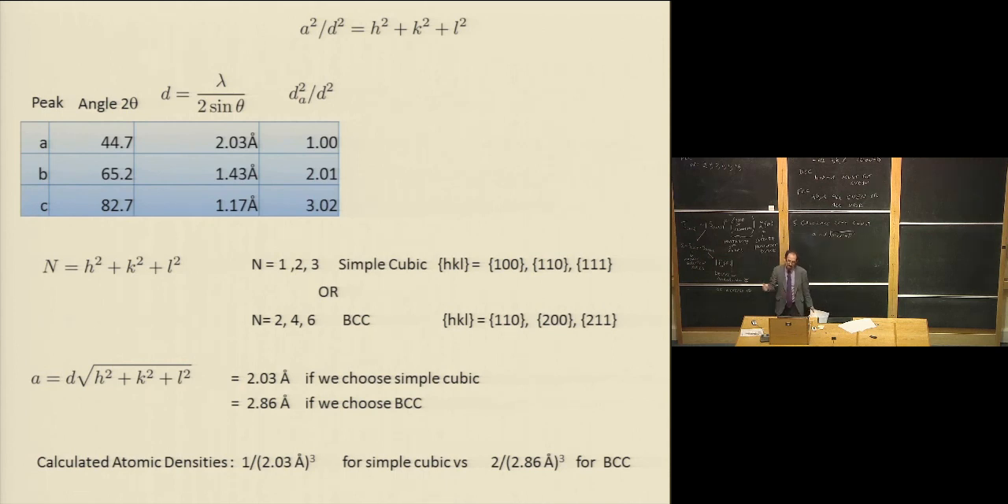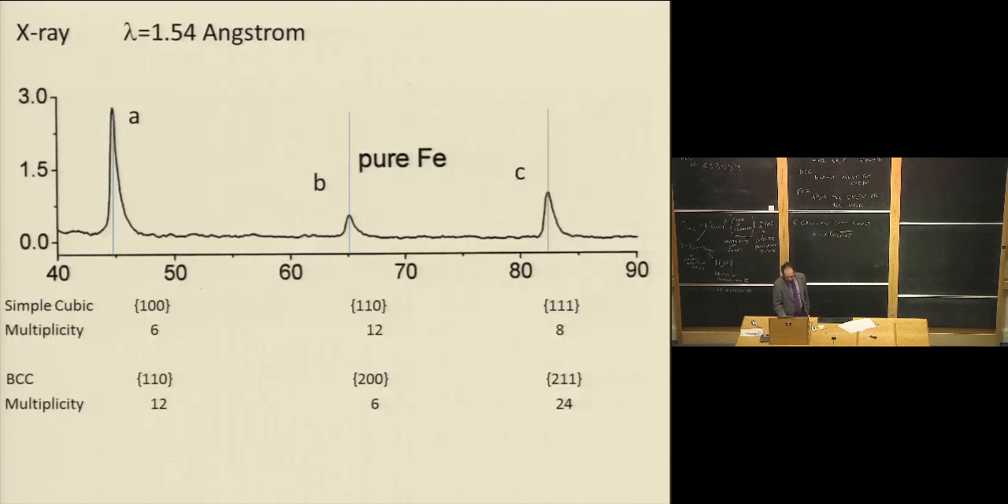So if we knew the atomic density of iron, we could tell which one it is. So we'd be done. But suppose we don't happen to know the atomic density of iron. So what do we do then? Okay, there are other things we could invoke. We could look at the scattering amplitudes, which was what I was leading up to.